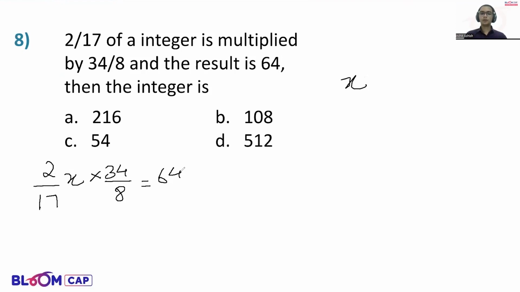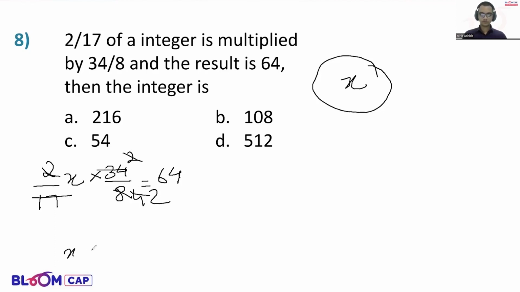So what did we do? We assumed that integer as x. Now 2 by 17 of an integer means 2 by 17 into x, is multiplied by 34 by 8, and the answer is 64. Now let's solve this. 17 2s are 34, 2 4s are 8, 2 2s are 4. So x into 1 by 2 is equal to 64.